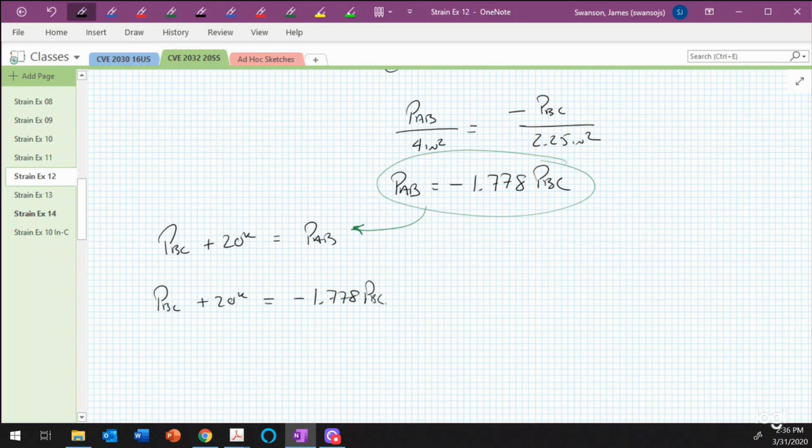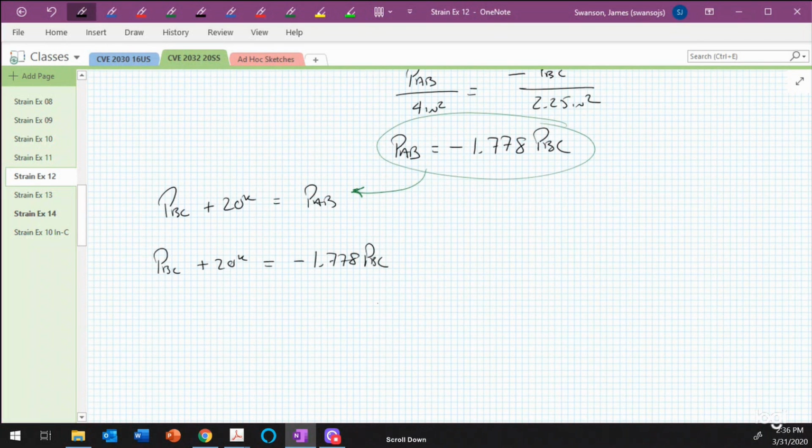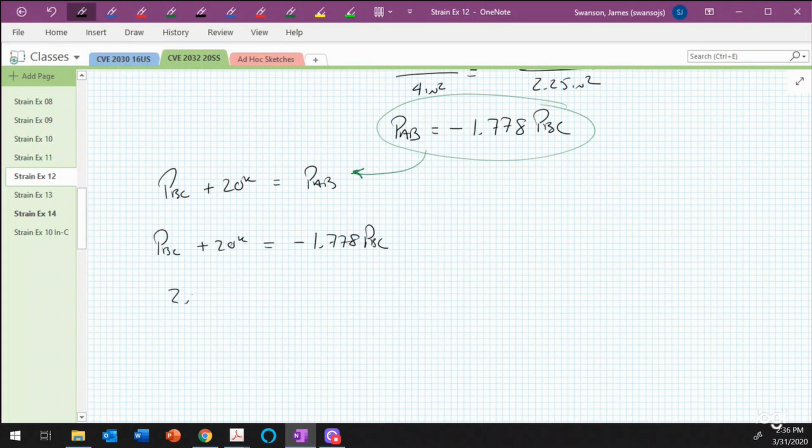So I end up with, let's see, 2.778 P_BC is equal to minus 20 kips. So if I divide 20 by 2.778, then I get P_BC is equal to minus 7.2 kips. Or I would say that's equal to 7.200 kips compression.